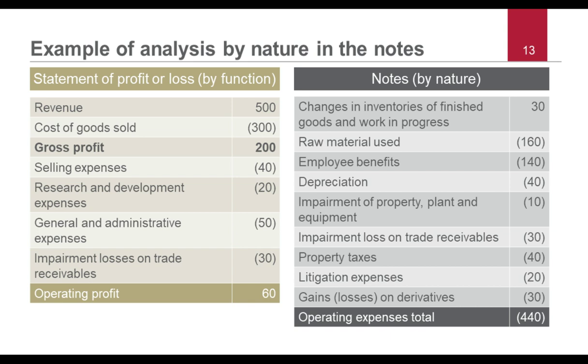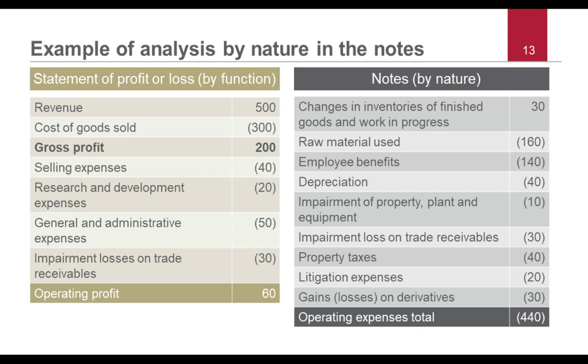So now that we've discussed the presentation in the statement of profit or loss, could you explain the proposed disclosure requirements in the notes? Of course. So users told us that they want information on expenses by nature for all companies because they say it provides a better basis for forecasting than expenses by function. They say that the information about expenses by nature also helps them to understand the link between the statement of profit or loss and the statement of cash flows.